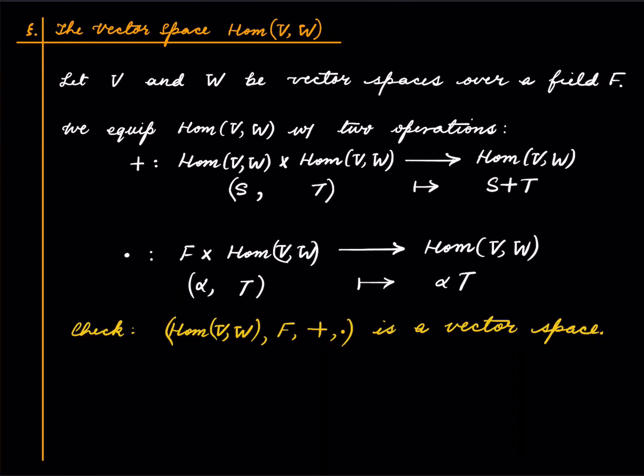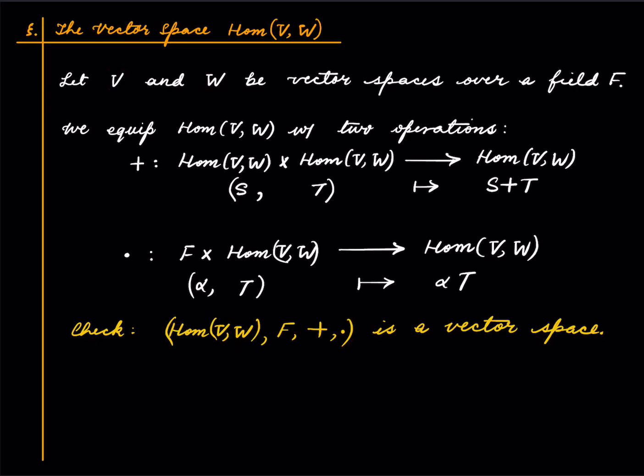So let me quickly define a vector space structure on Hom(V, W). Let V and W be vector spaces over a field F. We equip Hom(V, W) with two operations. The first is the addition operation, which takes a pair of linear maps to their sum, and we just discussed what this sum means. And the other is the scaling operation, which takes a scalar and a linear map to the scaled linear map. And it is a straightforward exercise to show that this quadruple is also a vector space. So out of two vector spaces over a common base field, we have constructed another vector space.